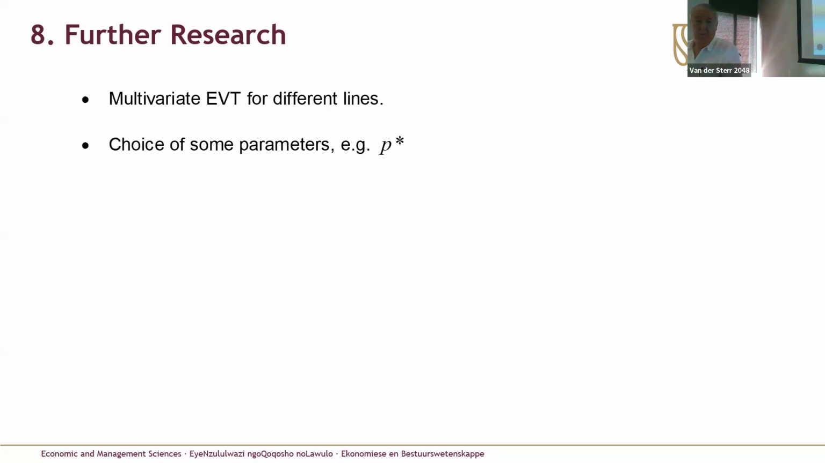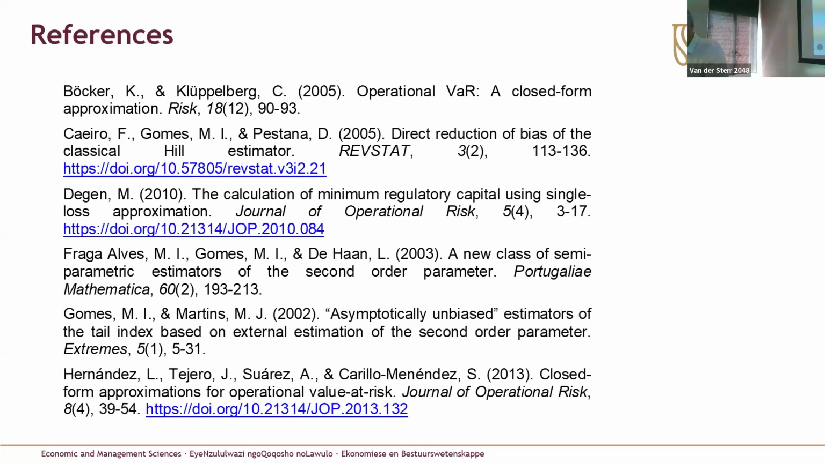And what else do we do? Well, of course, these things are always multivariate. You have different business lines and events and so on, so you want to put them together. What I often do is just take weighted averages of different aspects, but you can probably do better than that in a multivariate way. And then one could choose P star in perhaps a bit more automated way. That's something to think about.